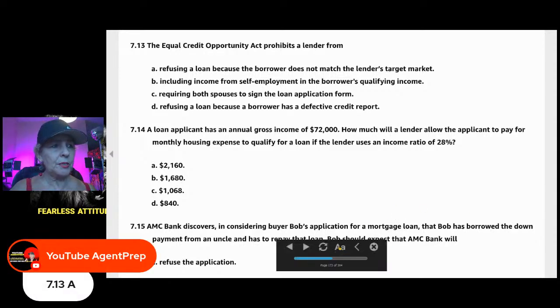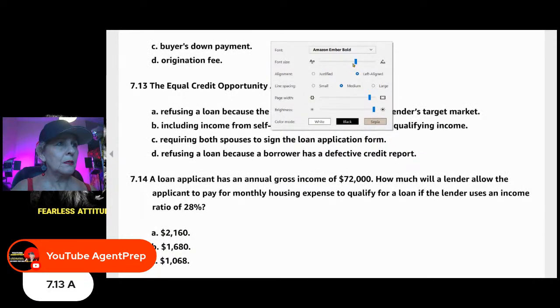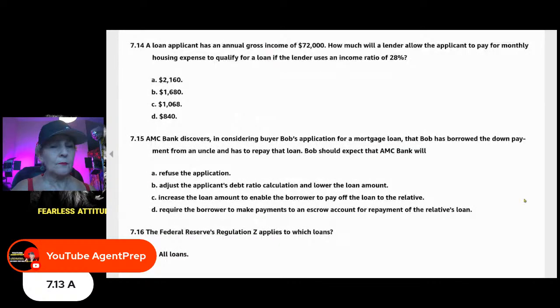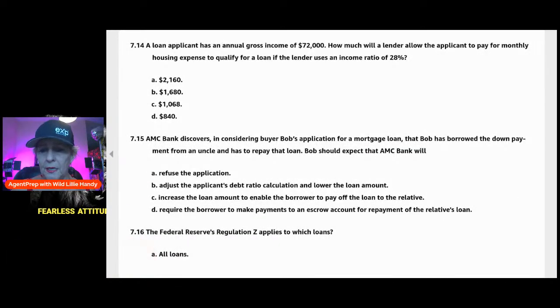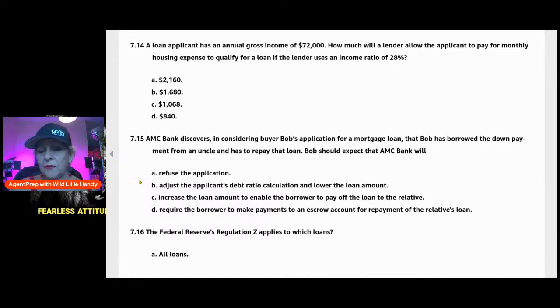Okay, number 14. Did you get that, Anai? You chose D, and they can refuse based on low credit. Okay. All right. Number 14.